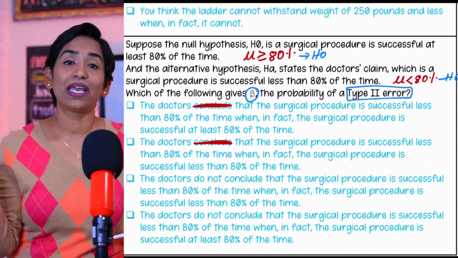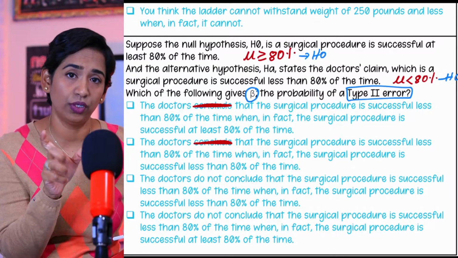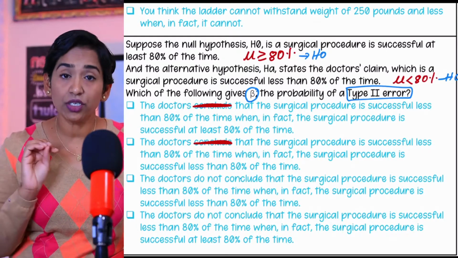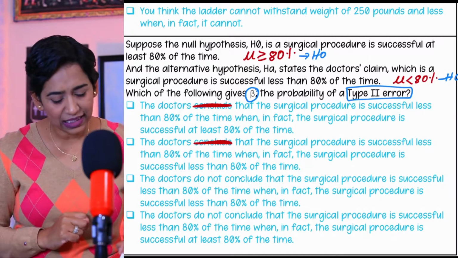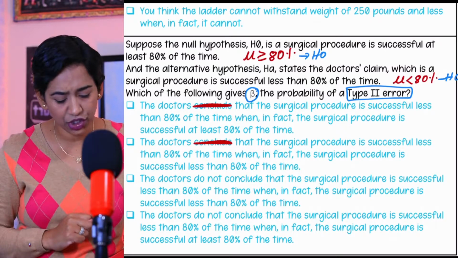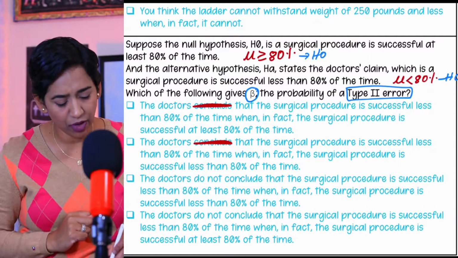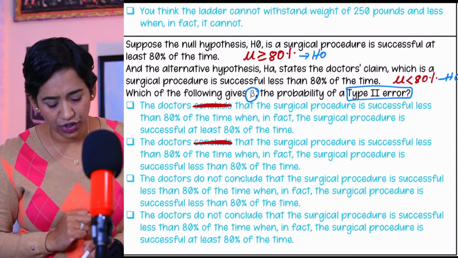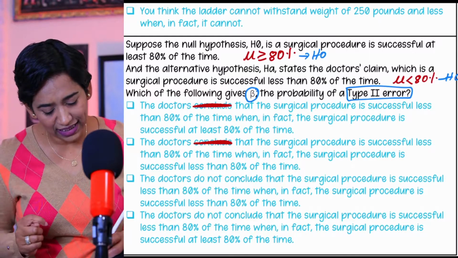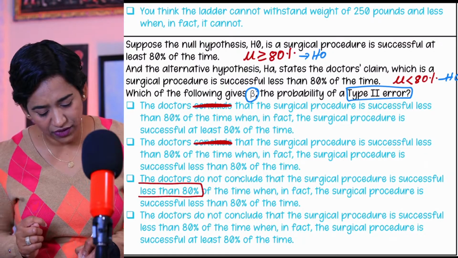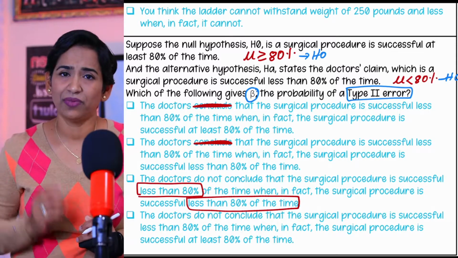I know the first two cannot be my options because the verbiage should have "cannot conclude." Okay? All right. The doctors do not conclude, cannot, do not, right? Do not conclude that the surgical procedure is successful less than 80% of the time, when in fact the surgical procedure is successful less than 80% of the time. So look what it is, less than 80% of the time, where in fact it is less than 80% of the time. That is right.